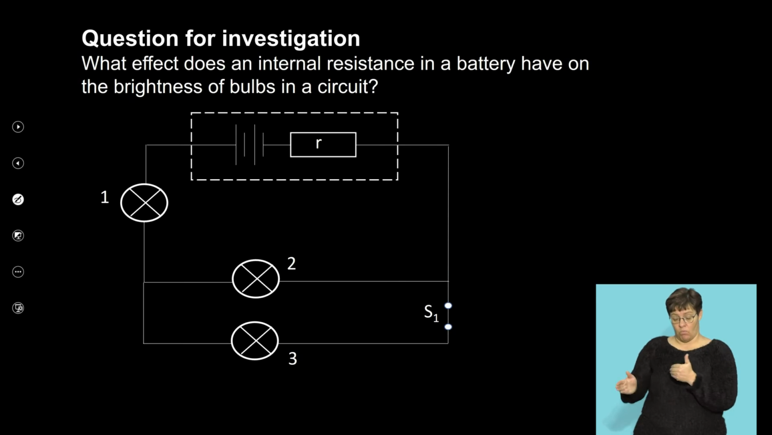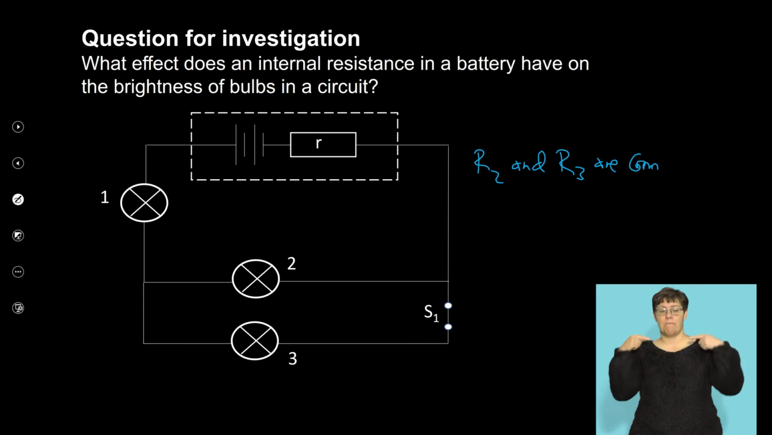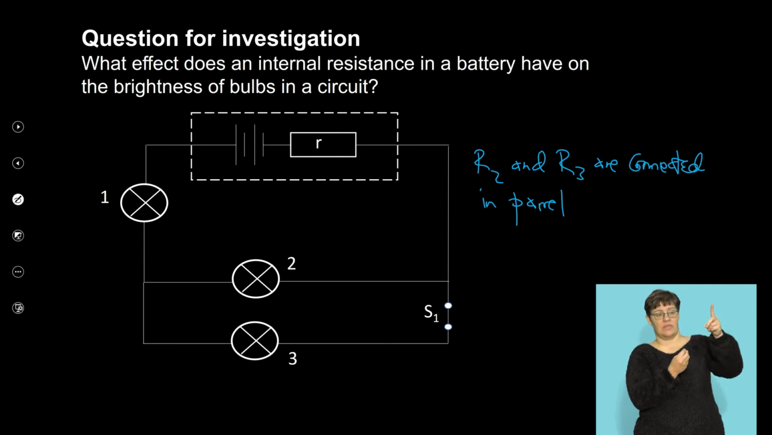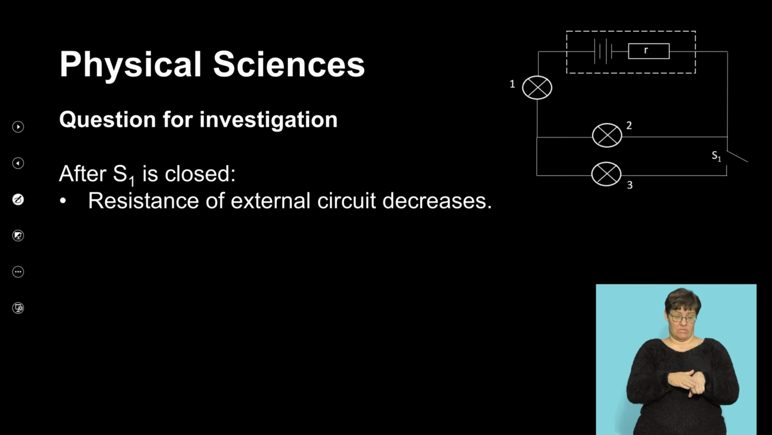And closing switch S1, what does it mean? Bulb 2, let's call it R2, and bulb 3, R3, are connected in parallel to each other, and both of them are in series with R1. So all the current passes through R1, and the total current is split between bulb 2 and bulb 3. They receive the same amount of current. That's the thinking we're going to use.